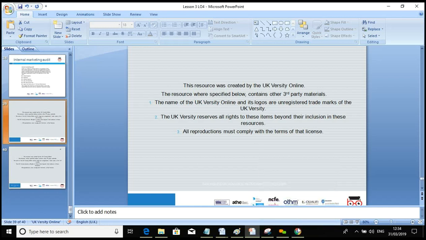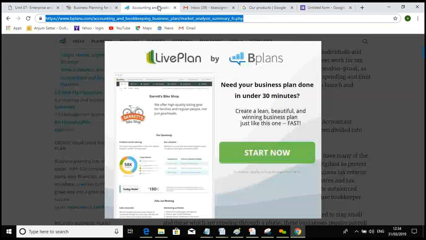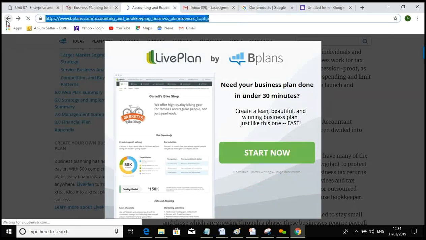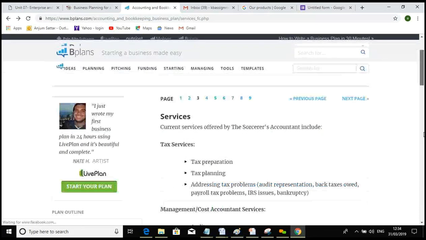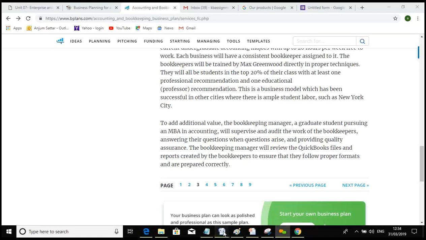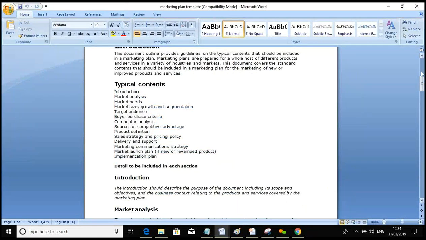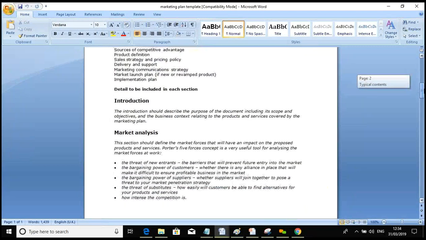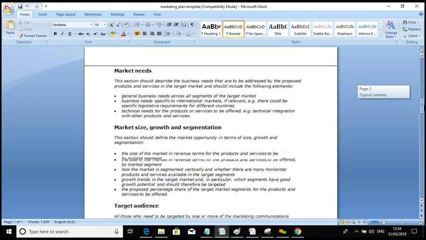So again, if we want a quick look at the marketing plan, we can go back to business plans. We can pick the marketing plan, which we can discuss in our assignment as well, because that's a simple plan. If you want, I have a template. I can send you the template. This is the marketing plan template. Maybe we can write a little bit of analysis, maybe market analysis.